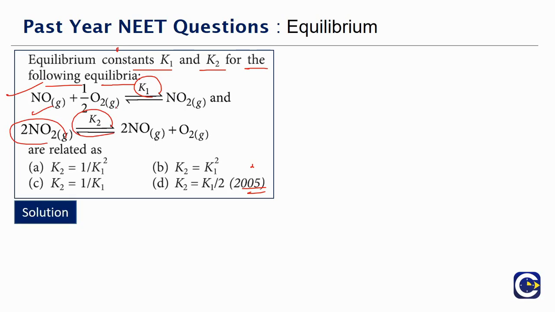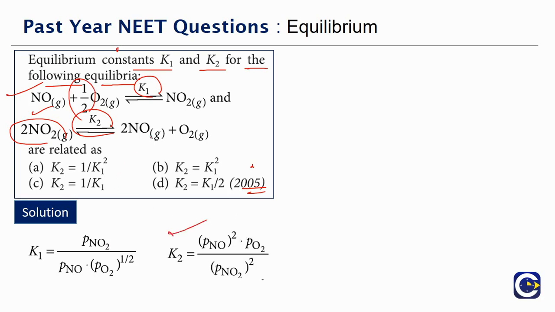So what we will do, simply, is write down these values. So what will be K1? We can consider it to be Kp or Kc. If you consider it to be Kp, what will be the equilibrium constant value? Pressure of NO2 by pressure of NO into pressure of O2 power half. Why power half will come? Because the factor here is half. Similarly, what is going to be the K2 value? Pressure of NO the whole square, because we have a factor 2, into pressure of O2, divided by pressure of NO2, again the square will come. Here also we have a factor 2.